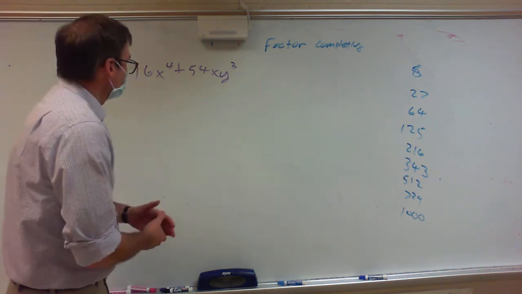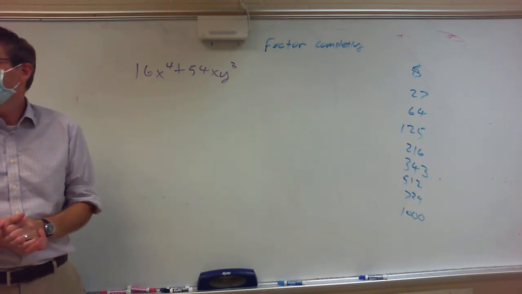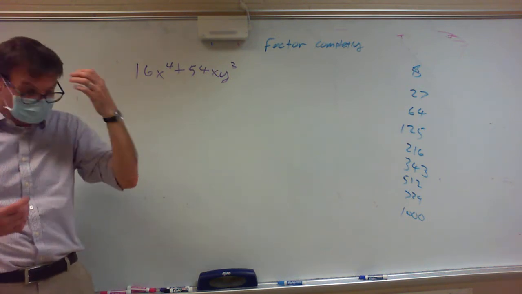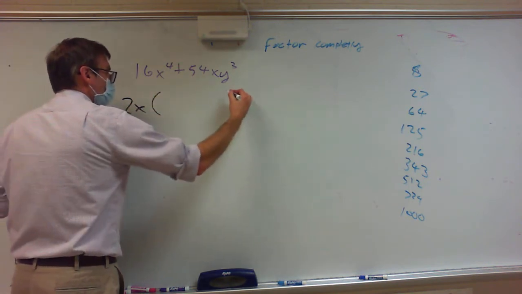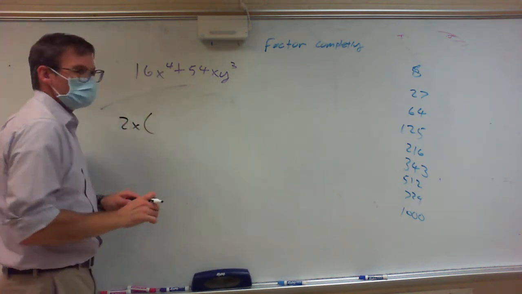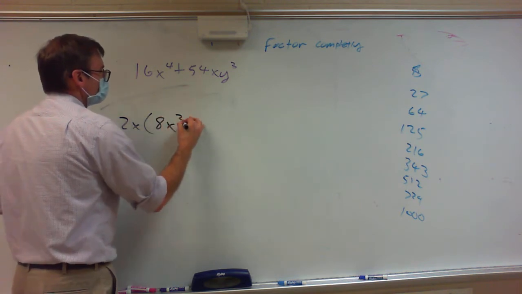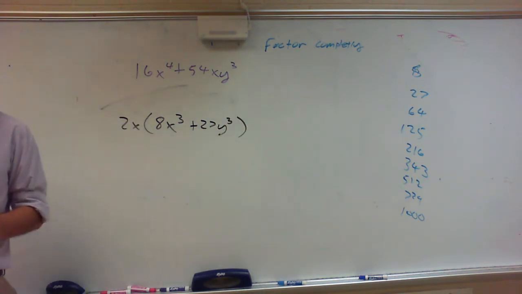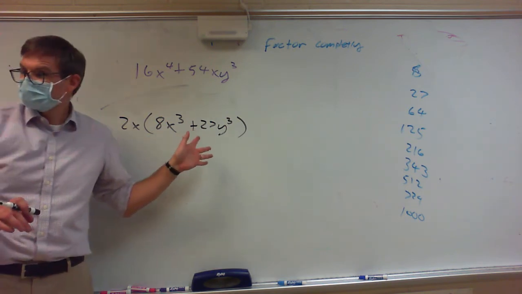So, how do we factor? Well, the first thing you always do in factoring, you ask yourself what's in common. What can I factor out? 2x? Those are even, right? And there's an x in both terms, right? So I can factor out a 2x. What's left inside? 8x to the third plus 27y cubed. Does everybody see this?